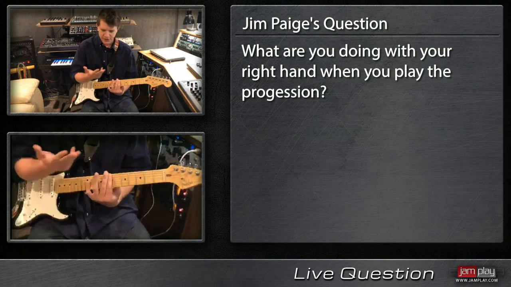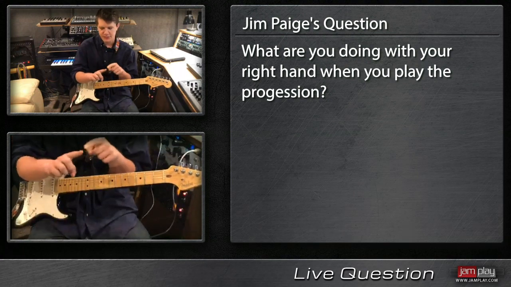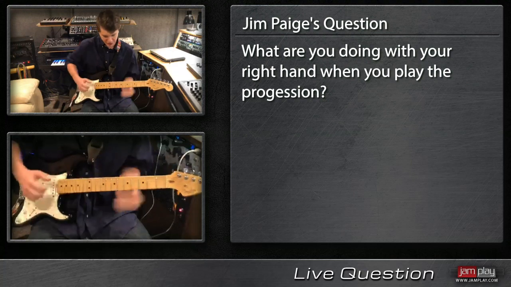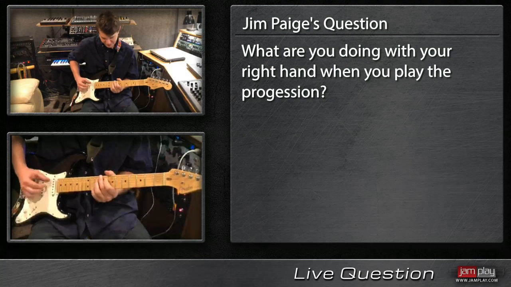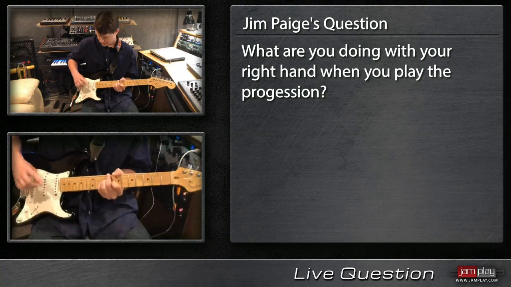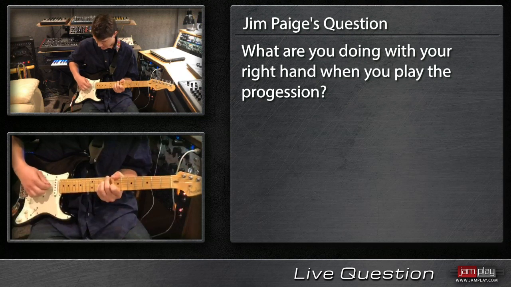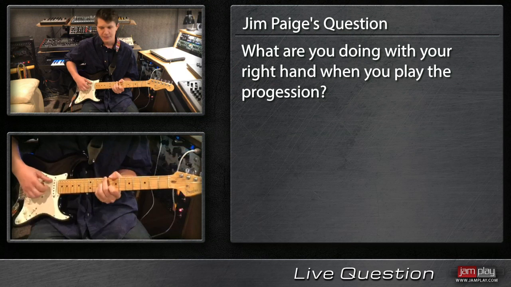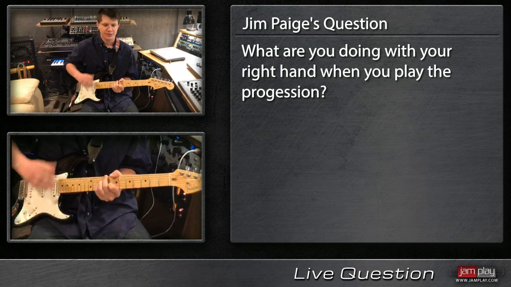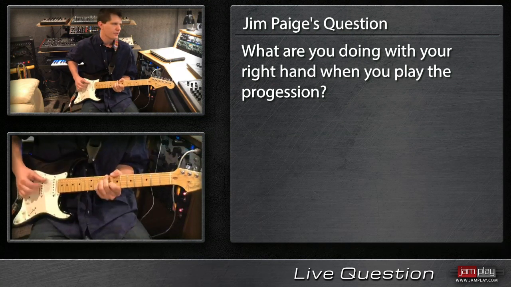So generally what I'm doing is I'm using primarily my thumb, my index finger, my middle finger, and my ring finger, and I'm putting my thumb on the low E string, my index on the D string, G string, B string, and I'm basically just plucking all of them at the same time. So that's one thing that I'm doing. This is the basic version of it.